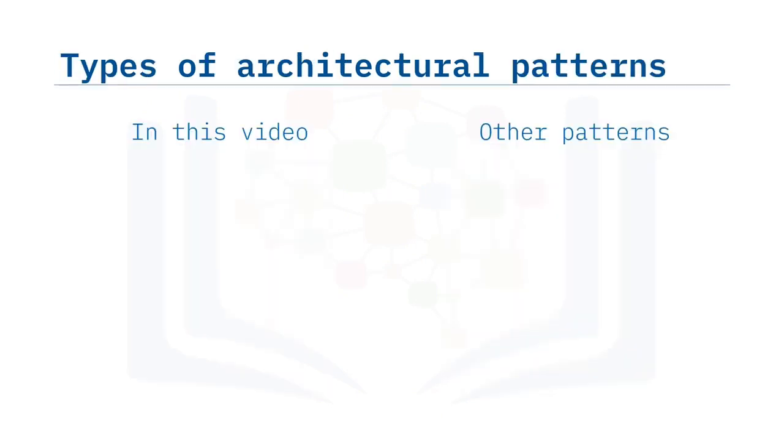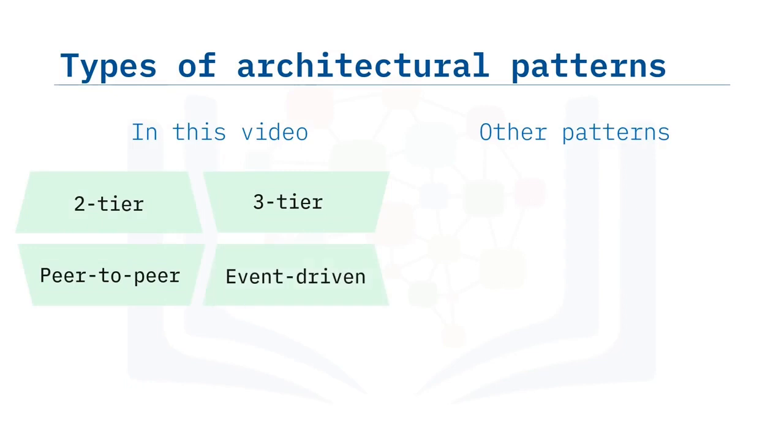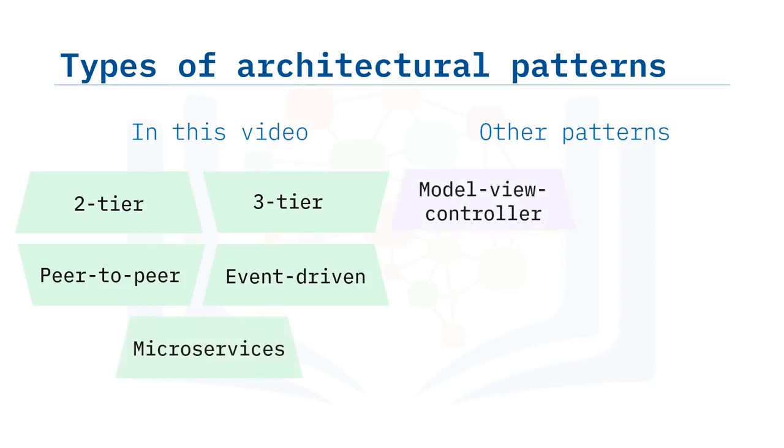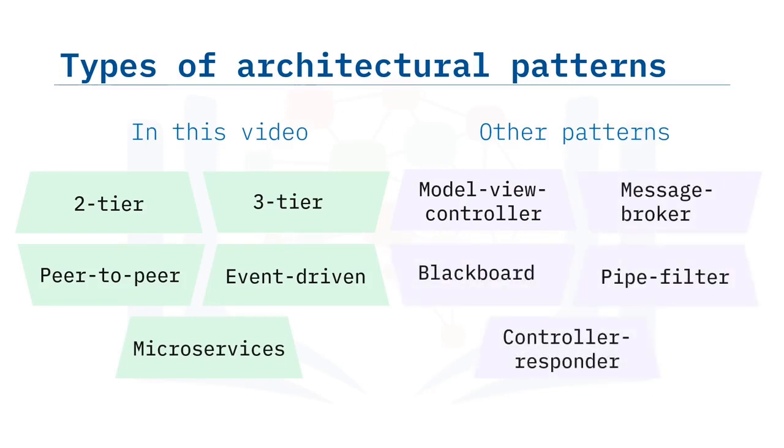An architectural pattern is a repeatable solution to a problem in software architecture. Patterns highlight common internal elements and structures of a software system. Different architecture patterns may share related characteristics. In this video, we will discuss 2-tier, 3-tier, peer-to-peer, event-driven, and microservices. However, there are many other patterns that will not be covered in this video. These patterns include model view controller, message broker, blackboard, pipe filter, and controller responder.